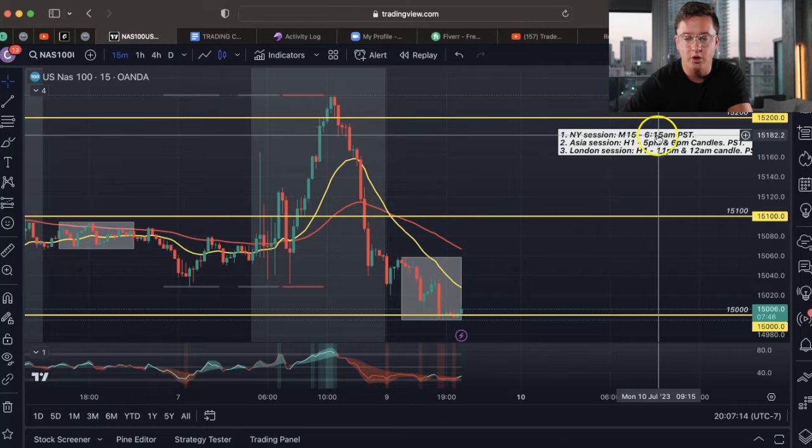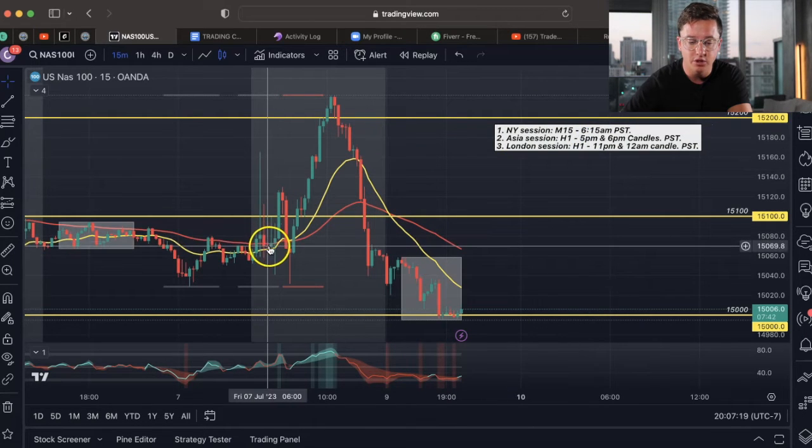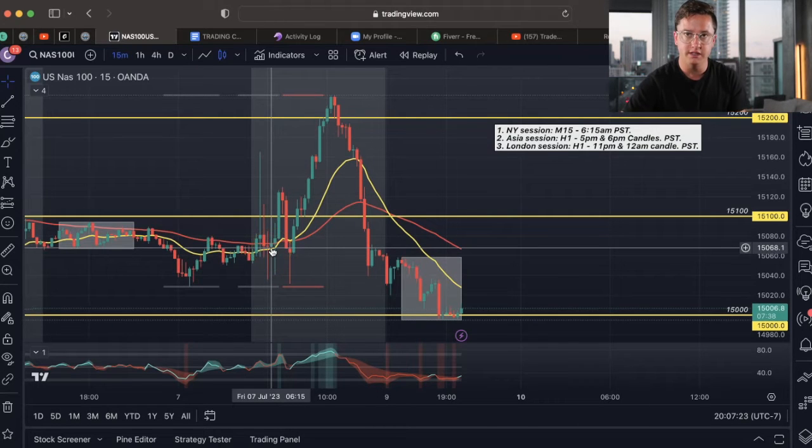So look, when I say we're looking at the 6:15 candle on the minute 15 time frame, I'm looking at this candle right here. This candle opens at 6:15, but it closes at 6:30. And when that candle closes, that is the market open.